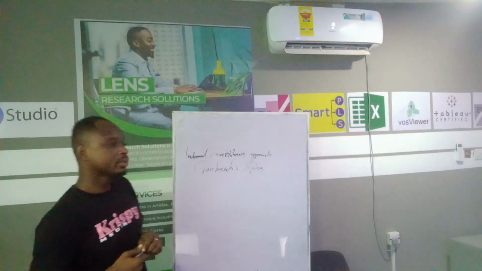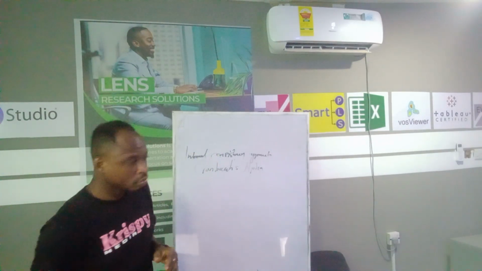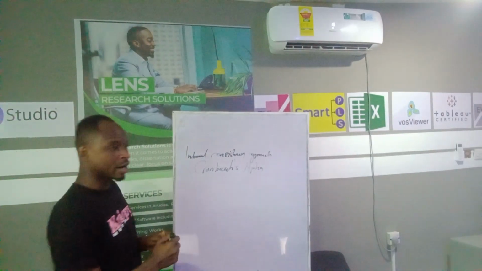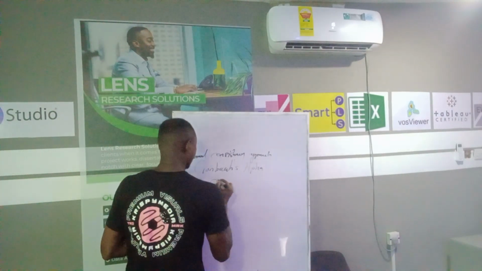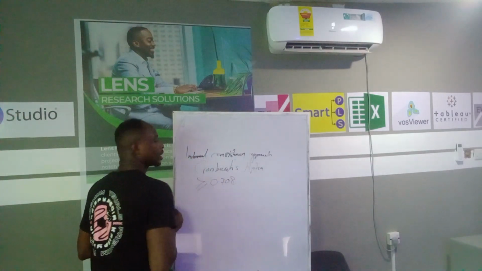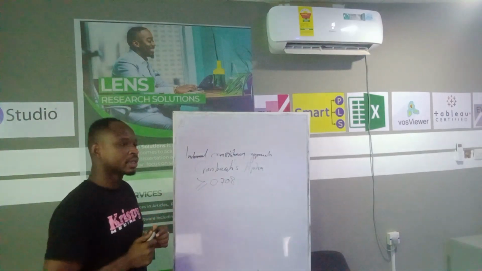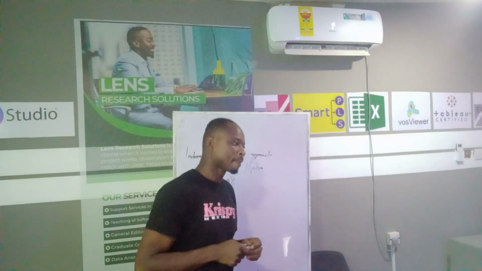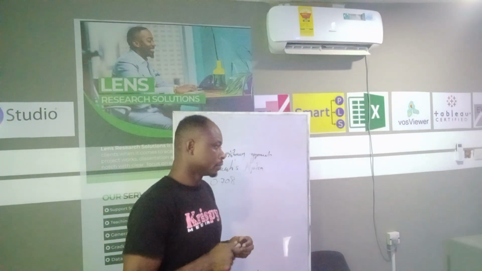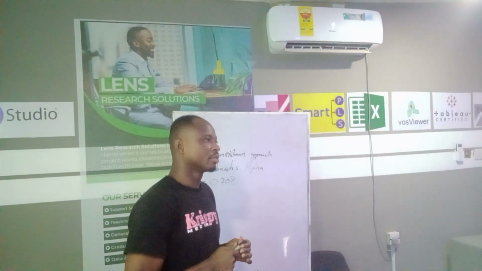And when you compute the reliability of a particular scale, and you get a Cronbach's alpha of 0.7 and above, so it should be greater than or equal to this figure, you conclude that your data is reliable.